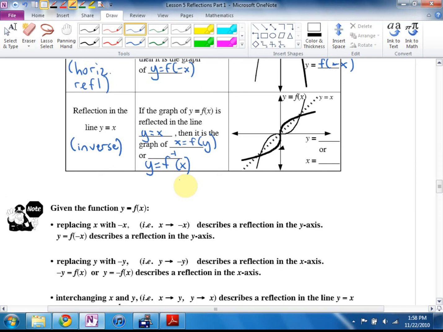Ooh. Now, can you see how you can tell by glancing at this that this is a reflection about a 45-degree angle line? Okay, it kind of stands out. So this is y equals f negative 1 of x, or x equals f of y.